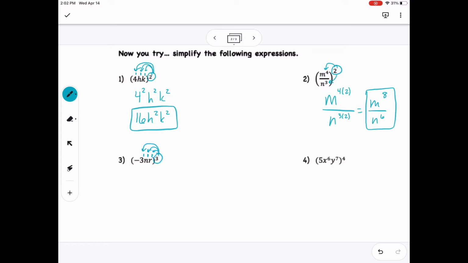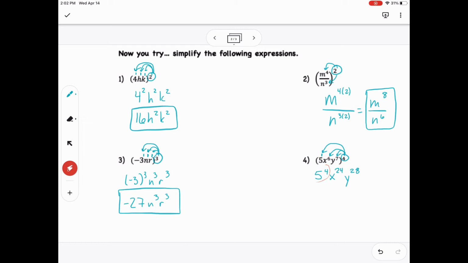Okay, here the 3 gets multiplied to all those exponents. So I'll get negative 3 all to the 3rd power, n cubed and r cubed. And because I know what negative 3 is, negative 3 to the 3rd power is actually negative 27. So I can simplify that number further. Okay, on number 4, same idea. The 4 goes to all those. The 5 has an exponent of 1, so it gets that 4 as well. So 5 to the 4th times x to the 24th and y to the 28th, which is 7 times 4. Remember, I know 5 to the 4th here, so I can plug that in and get 625. And that would be my final answer.